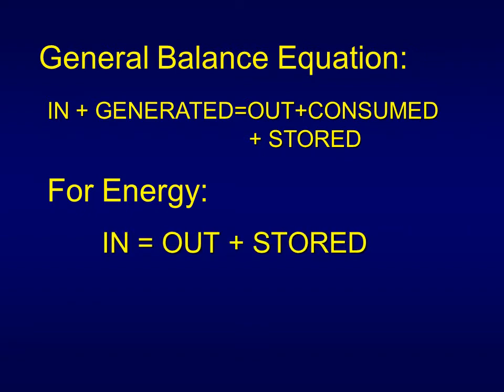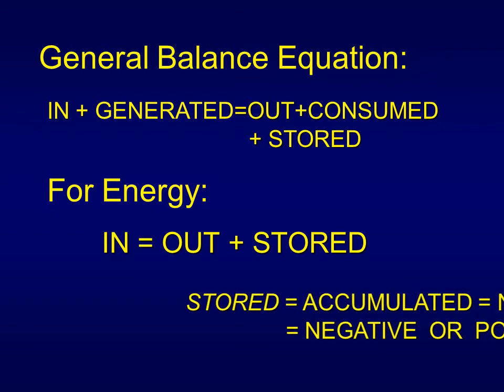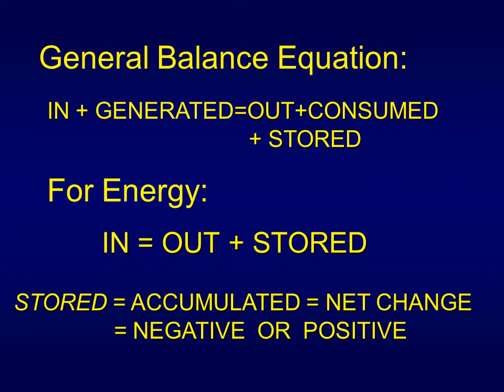For energy, there's none generated and none consumed. Now energy can be generated from mass by, remember the famous equation, E equals mc squared. A nuclear reaction produces energy from consumption of mass. We're not going to look at that here. We're going to neglect those nuclear reactions and just look at in equals out plus stored, or in equals out plus accumulated. Stored, that change and balance of the system, let's say, that's the accumulated. That's the net change, and the net change can be positive or negative.